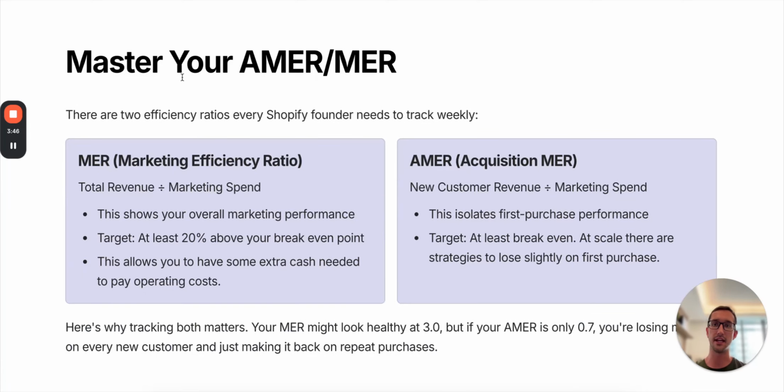The second thing, now that you know your break-even ROAS, is to track your marketing efficiency ratios. And at the end, I'm going to show you a simple scorecard that I use every week to track all this stuff and that you can use yourself to make sure that you're going in the right direction. So your MER, your marketing efficiency ratio, is your total revenue divided by your total marketing spend. This shows the overall performance of your marketing.